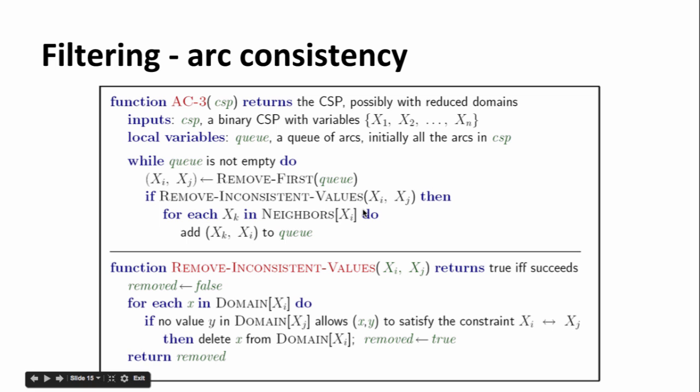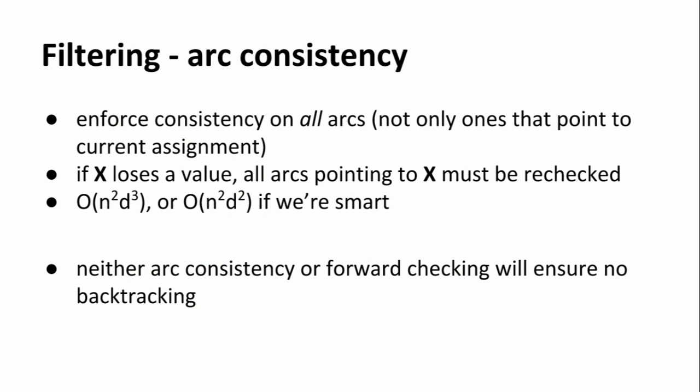And in the case that we removed some values from the domain of xi, the tail of the arc, we're going to have to add all arcs that then point to xi back onto the queue. Because if we remove some values from the domain of xi, then some of those arcs that point to xi might now be inconsistent, and we have to make sure that we check that. All right, great. So let's talk more about arc consistency.